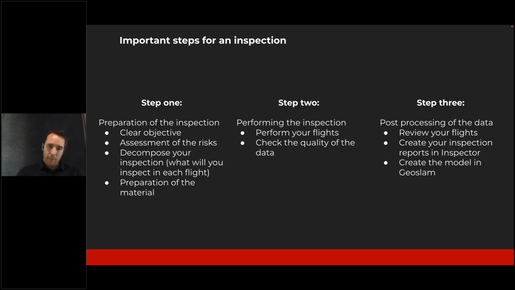Then, of course, in the first step, you also have the preparation of the material, which is important. Then the second step is really performing the inspection. So basically the flights. You will try to follow as much as possible your flight plan that you did in the first part of the preparation, just to make sure that you will cover all your inspection points during your inspection. Then also, when you're in the field, you will always be able to check your data, so the quality of the data, and also to check if you have covered every point of your inspection at this time.